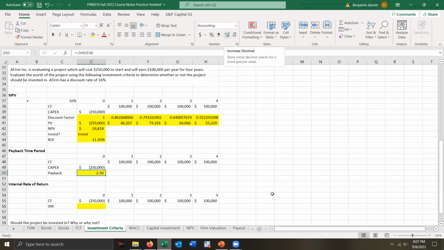Dollars here, we're dealing with years. So what it's saying, and we can easily see this as well, is we are recouping our investment halfway through the 3rd year. We got 100,000, 200,000, and halfway through the 3rd year, we're recouping our investment. So if we have a 2.5-year payback period, should we invest in the project or not?